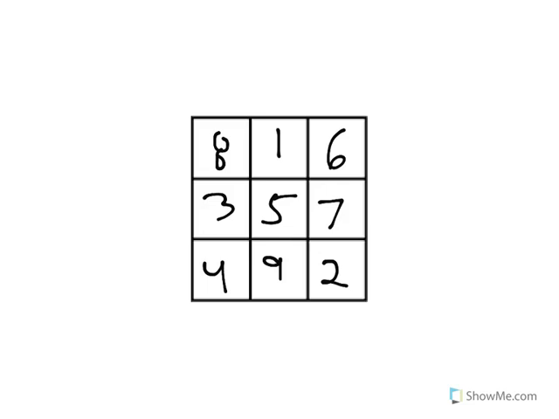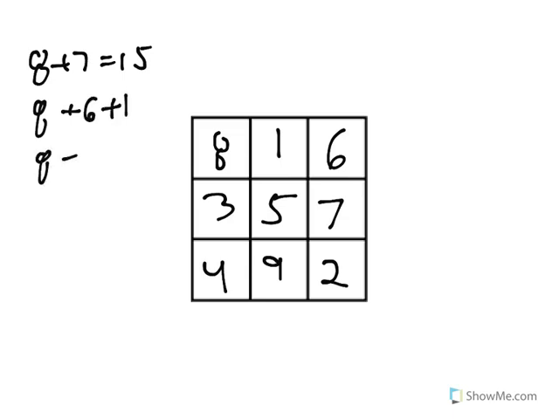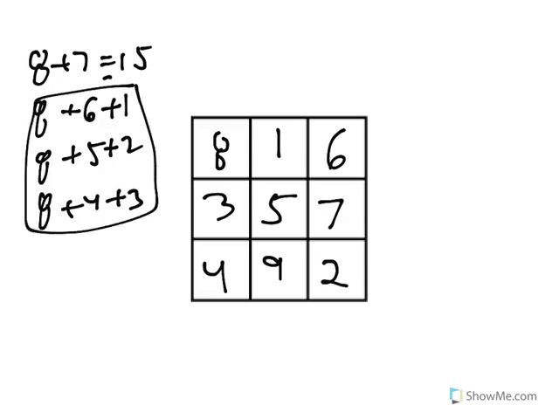Now the 5 has to be in the middle because it's part of 4 different sums, but the 8, for instance, can't be in the middle because 8 plus 7 is 15, and 7 can be written as 6 plus 1, or 5 plus 2, or 4 plus 3. So there are not 4 ways to write 15 as a sum which use the number 8 in them.